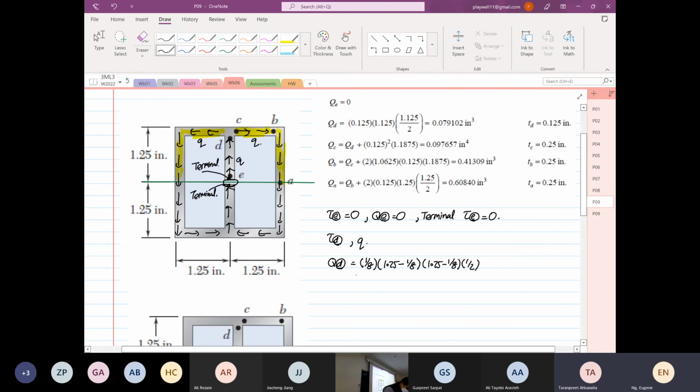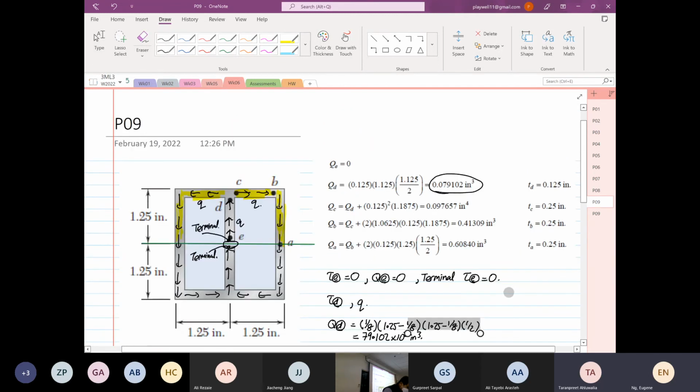So now this will be equal to 1/8 times (1.25 minus 1/8) squared times 0.5 times 1/8, which is equal to 79.102 times 10 to the power 3 inches cubed. Which is exactly the same as what they have. Now I'm going to find the shear stress at point D. The shear stress at point D is VQ over It. The Q is 79.102 times 10 to the power 3, divided by the thickness, I only take once, 1/8.